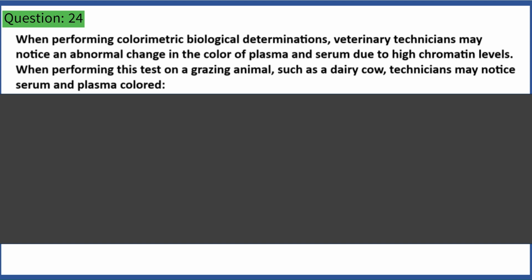When performing colorimetric biological determinations, veterinary technicians may notice an abnormal change in the color of plasma and serum due to high chromogen levels. When performing this test on a grazing animal, such as a dairy cow, technicians may notice serum and plasma colored: A. Red. B. Green. C. Yellow. D. Blue. Answer: C.